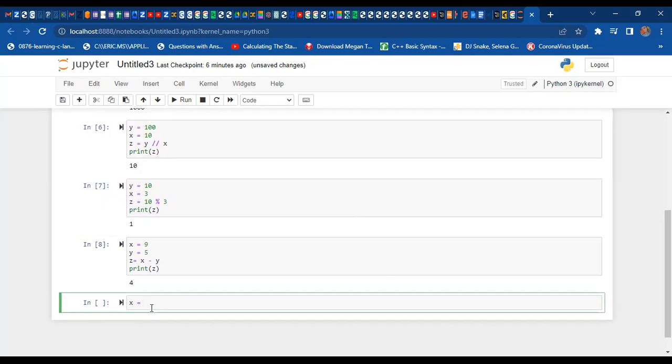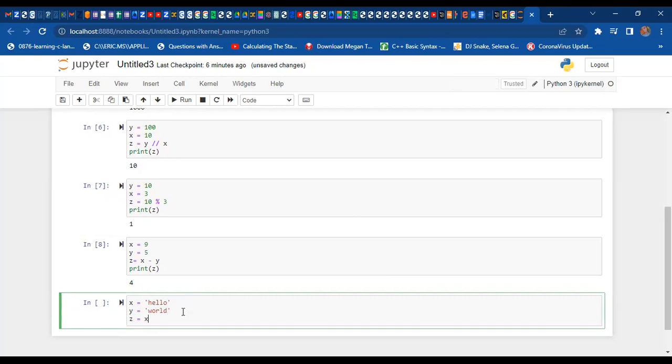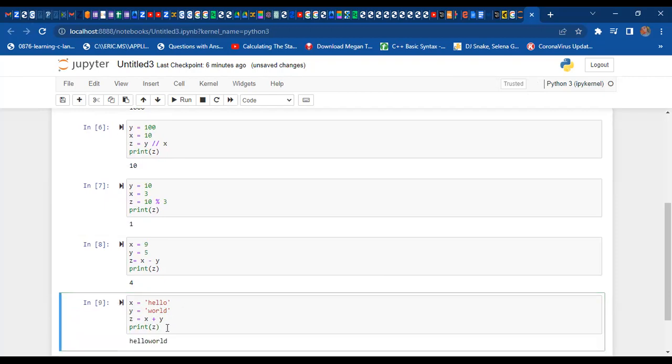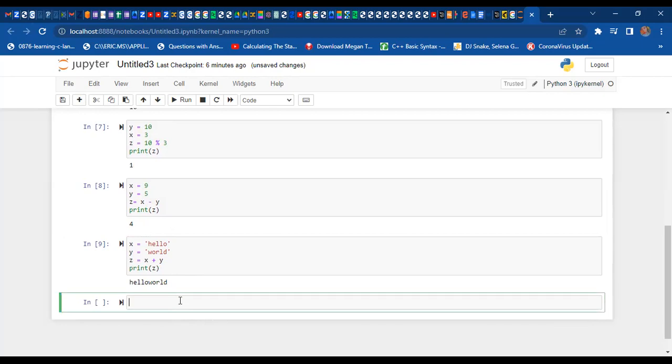x is equal to hello. y is equal to world. z is equal to x plus y. It's concatenation. Print z. Hello world. As you can see, we can try the subtraction and see what we will get. Like the way I was telling you, it won't work. Let's see if it really won't work or I was wrong.